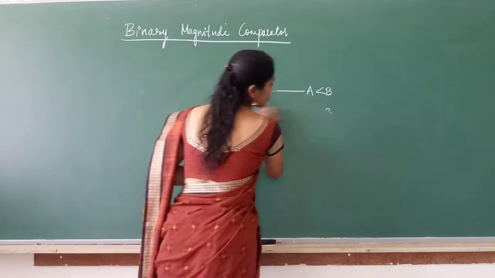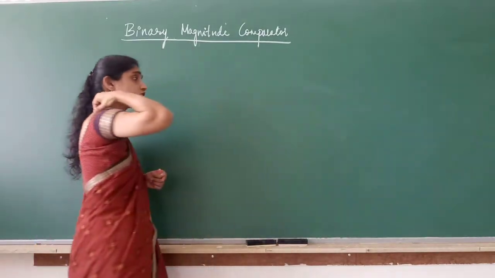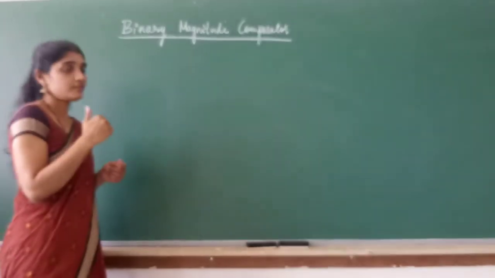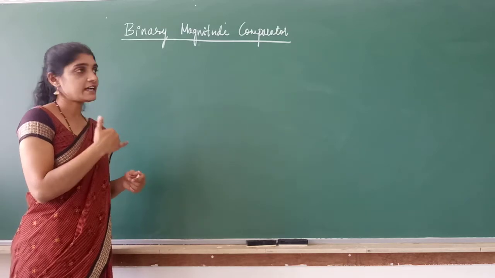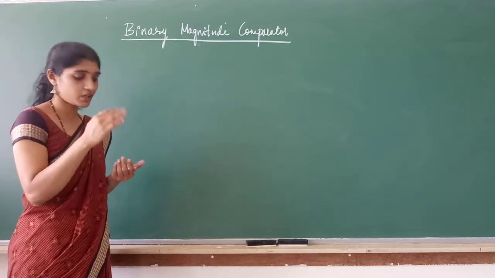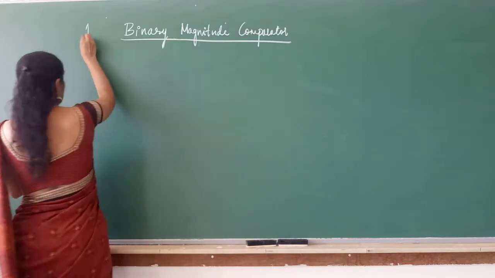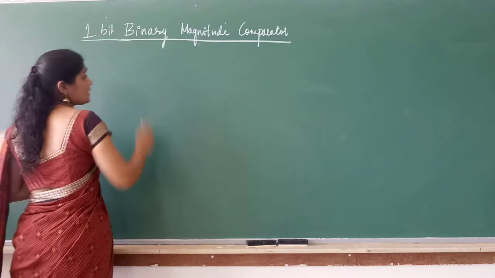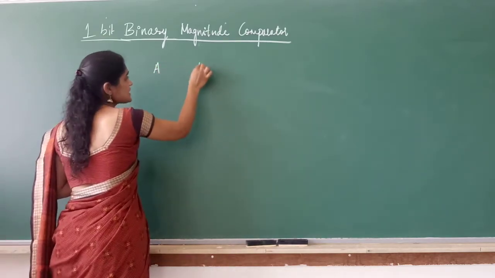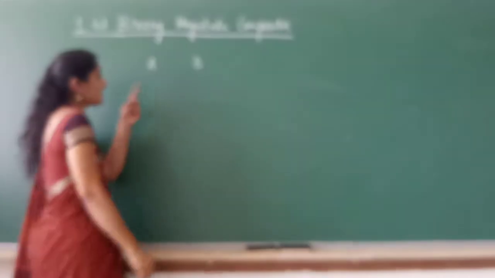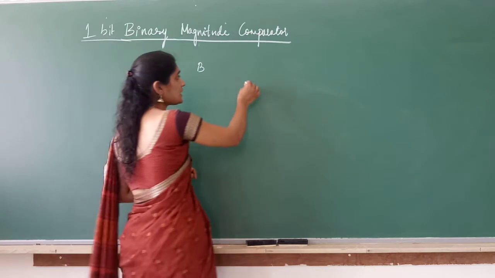To design the circuit, first we should understand the problem. We have understood the logic of a comparator, and we have analyzed how many inputs and outputs it has. Now it is time to write the truth table for the 1-bit comparator. We are designing a 1-bit binary magnitude comparator. The inputs are A and B. A is how many bits? 1 bit. B is how many bits? 1 bit.